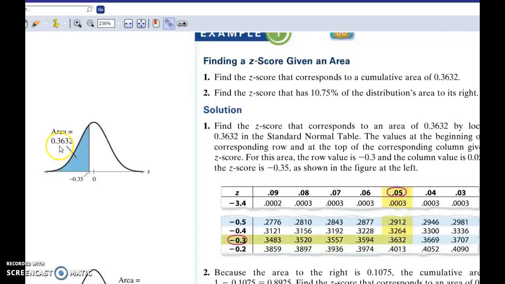So for this example, let's say for some reason we wanted 0.3632. We want to find out what the cutoff is, what the z-value is that marks the spot where to the left of that there's 0.3632. Or in terms of probability, what's the z-value that marks the cutoff where 0.3632 of our data lies to the left of that value? You can see from the answer here, the z-value is supposed to be negative 0.35. And I'm going to show you how to do that in Excel.